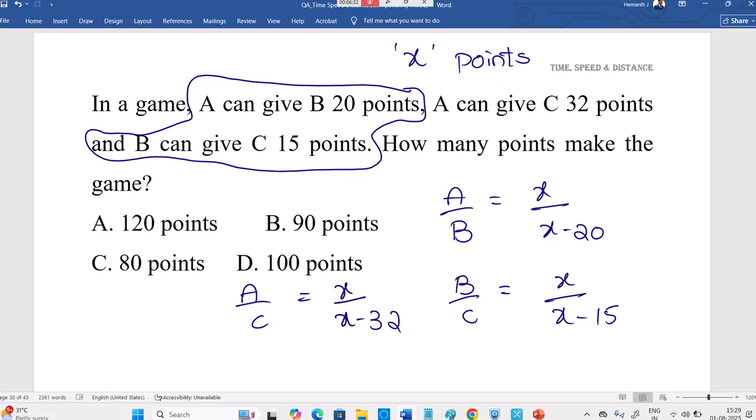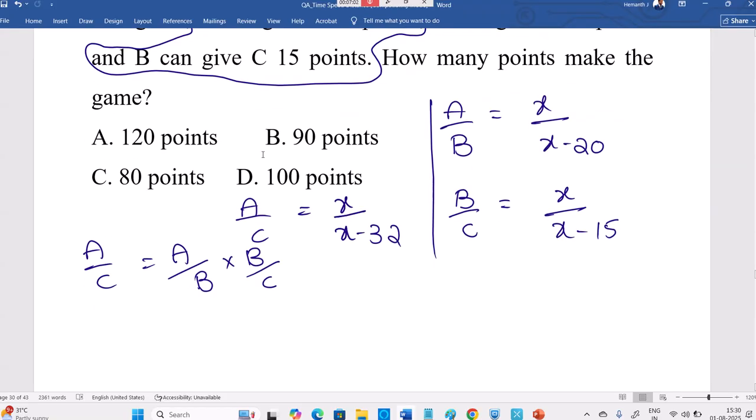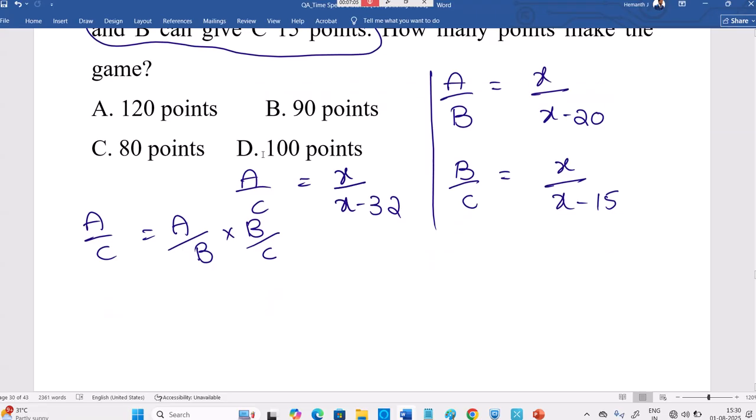Now you have 3 equations, right? Sir, how can we link them? A by B into B by C equals A by C. These 3 you can link, and we will get one equation with respect to X. We have to calculate the X value. Cross multiplying, there are a lot of ways you can do it. Here, A by C is nothing but A by B into B by C. In fact, some people will try with the options, sir. I'll consider the option of 100 points and cross check here. That also you can do. You use the options in the question, do trial and error, or directly find the answer.